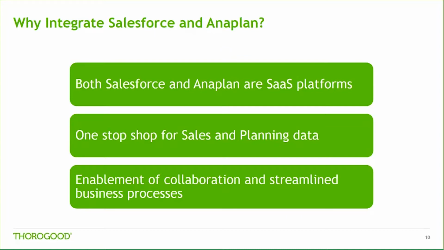With the leader in CRM and the leader in planning and modeling, the integration of the two allows for a single, one-stop shop for all sales and planning within your organization. Finally, the integration of these two platforms enables the end users to collaborate best without having to toggle between applications, emails, etc. It helps to streamline your existing business processes or even allow you to come up with new and more efficient ones.